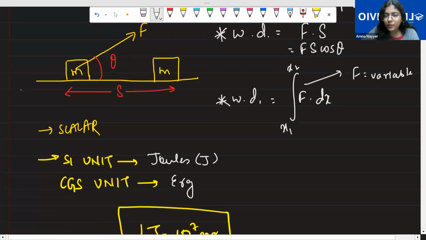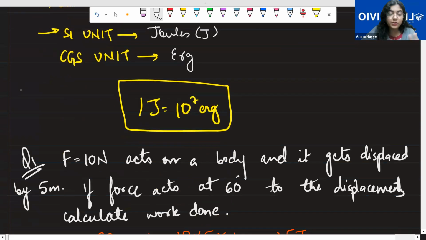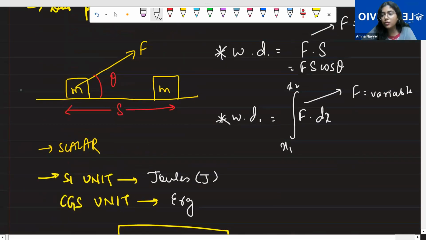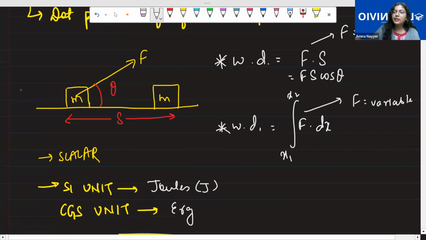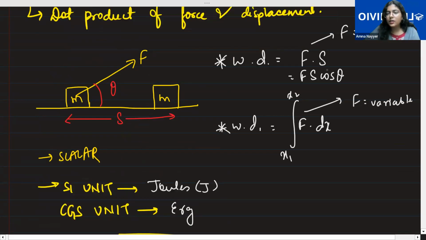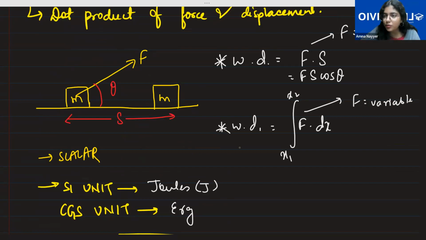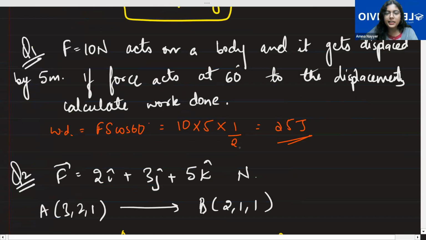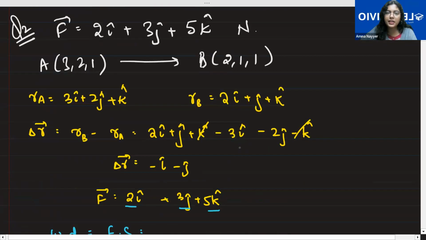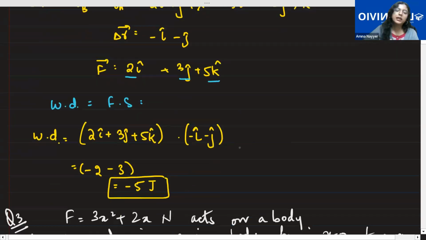Sanidhi, in your batch, we discussed two types of work done. When force is constant, you have the formula Fs cos theta. When force is variable, you use the formula integral of F dot dx. Till these two, we did questions in the class. Remember, Sanidhi? Yes, ma'am.